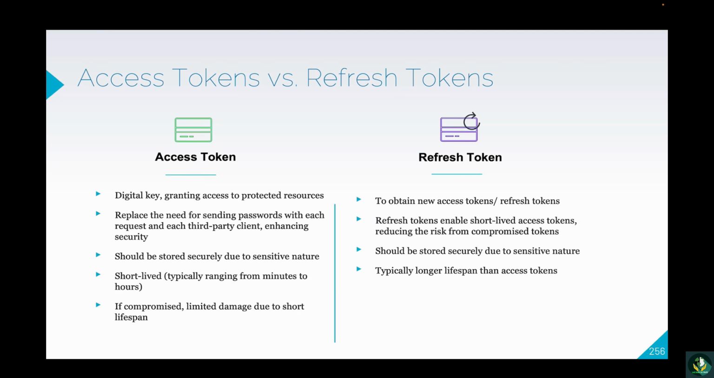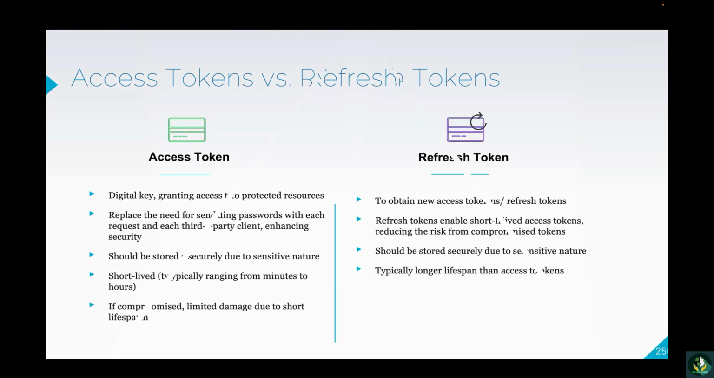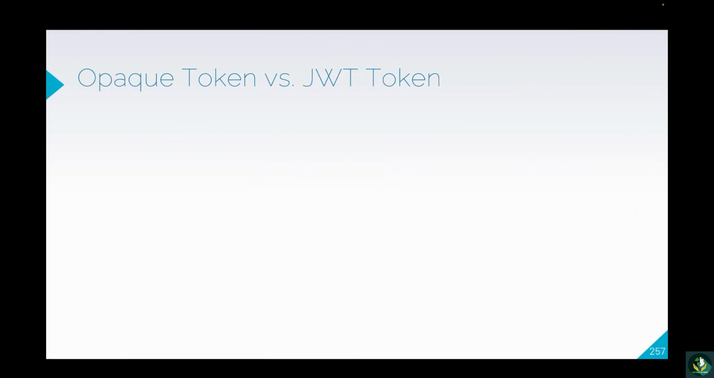Another key difference between refresh tokens and access tokens is their lifespan. Refresh tokens typically have a longer lifespan than access tokens. While access tokens might be short-lived, lasting minutes to hours, refresh tokens can last much longer, sometimes days or even weeks, depending on the configuration and the scenario. Now that we have covered what an access token is and what a refresh token is, in the next lesson we are going to explore two formats that are commonly used in the OAuth 2 context: the structured JSON Web Token and the unstructured opaque token.